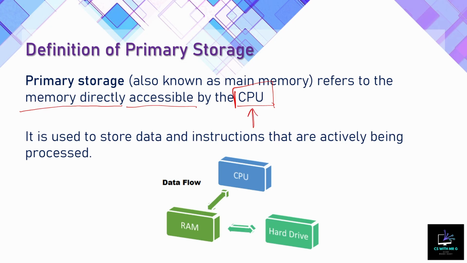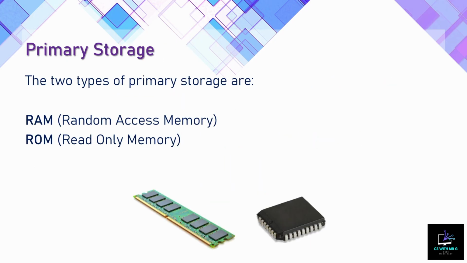So as we know, the CPU is constantly processing instructions and data, so primary storage also stores data that is actively being processed. So just like the CPU is processing this data, primary storage is the place that it's being stored. And we will look at the different types of storage devices where this data is being stored as it's being processed. So the two main types we need to look at are RAM and ROM.